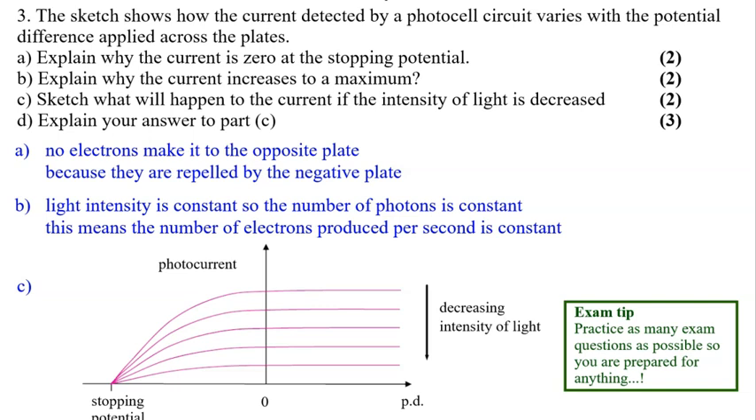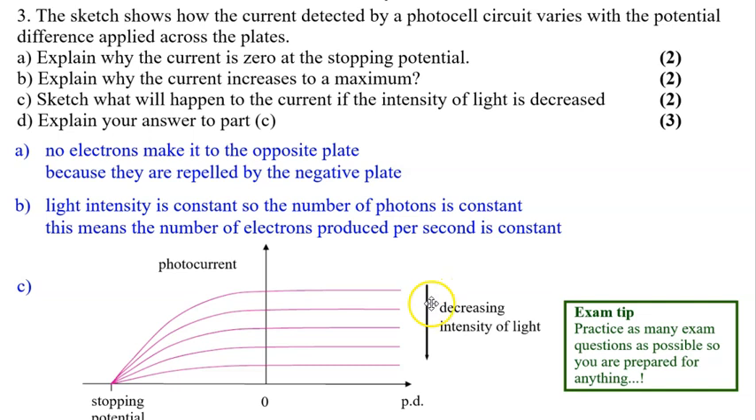Right, here we go on part C. Sketch what will happen to the current if the intensity of light is decreased. So this is really quite tricky. So this is the answer. Now you wouldn't necessarily need to do all these 4 lines, but this does show the trend. So you could probably just do 1 line and label that as lower intensity of light.